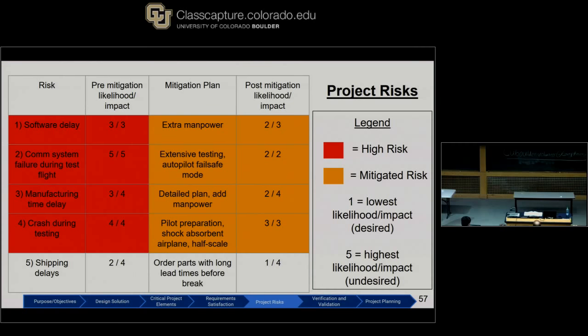I'll talk about number 2 here, which is a communication system failure during a flight test. The reason this got such a high likelihood score is because we'll be writing our own software to aid the communication system, and it will need extensive testing before being integrated with the UAV. And the impact score is so high because if we're at 12 kilometers and we lose communication, there's serious risk of loss of vehicle there. After testing and engaging the autopilot failsafe mode, the likelihood and impact score will decrease significantly.